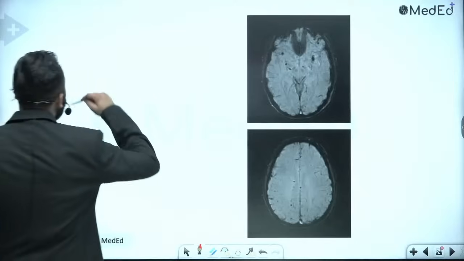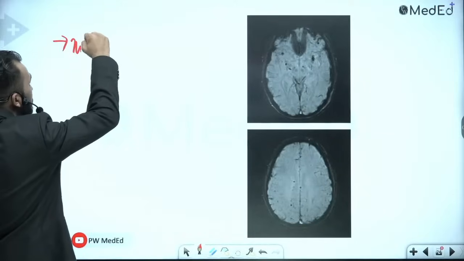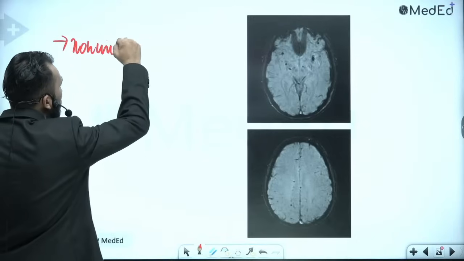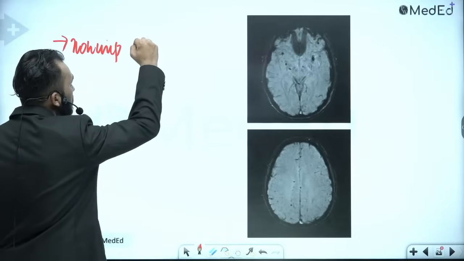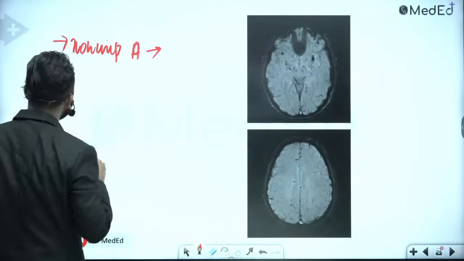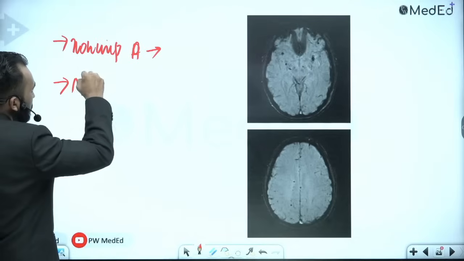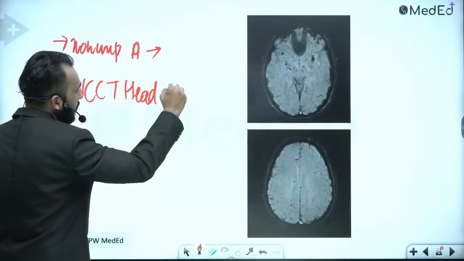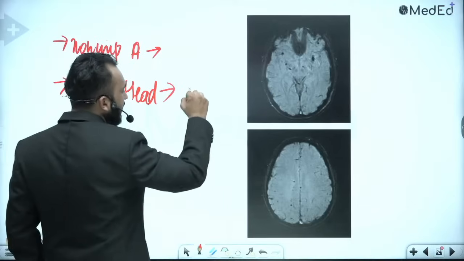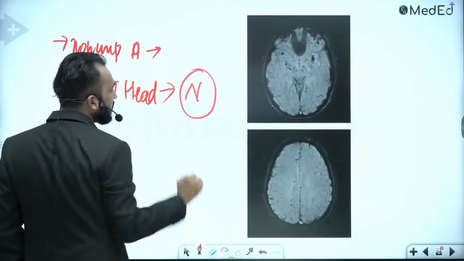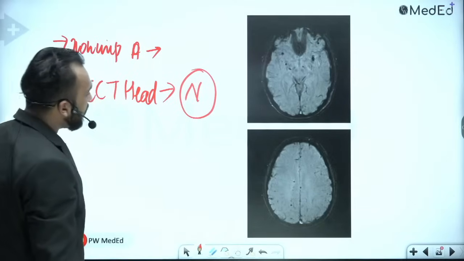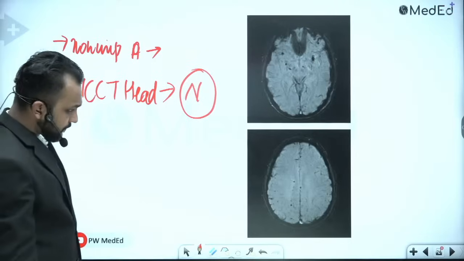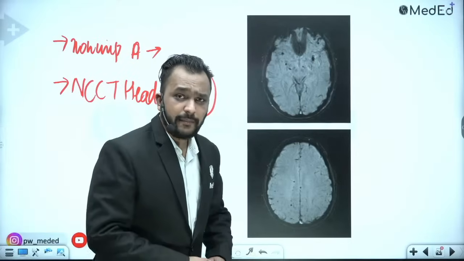Now this patient had a history of non-improving altered sensorium. NCCT head was done for this patient. On NCCT head, you see that it is completely normal. You do an MRI for this patient.